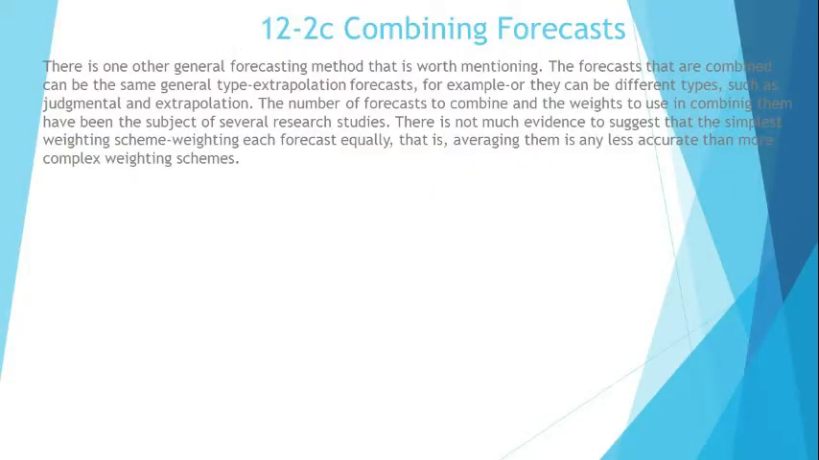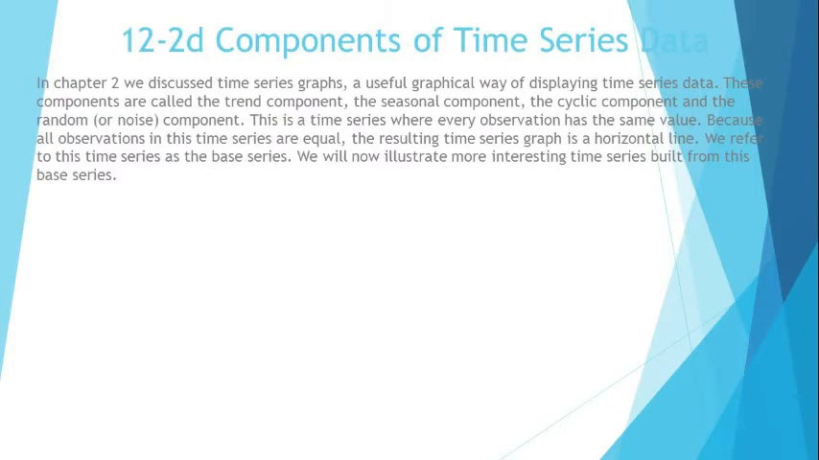Combining forecasts. There is one other general forecasting method that is worth mentioning. The forecasts that are combined can be of the same general type, extrapolation forecasts for example, or they can be of different types, such as judgmental and extrapolation. The number of forecasts to combine and the weights to use in combining them have been the subject of several research studies. There is not much evidence to suggest that the simplest way, weighting each forecast equally, that is, averaging them, is any less accurate than more complex weighting.